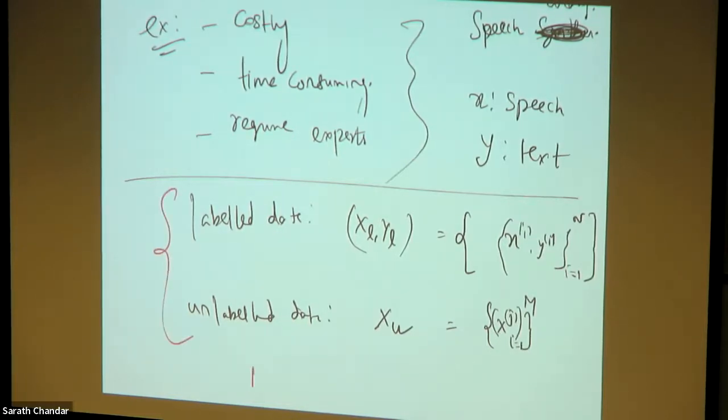At test time, I give you X test and you make a prediction. Is that clear? Usually, N is going to be much lesser than M, which means you can get lots and lots of unlabeled data, but very little labeled data. We are going to call this semi-supervised learning because there is supervision for some of the data points, but there is no supervision for the rest of the data points.